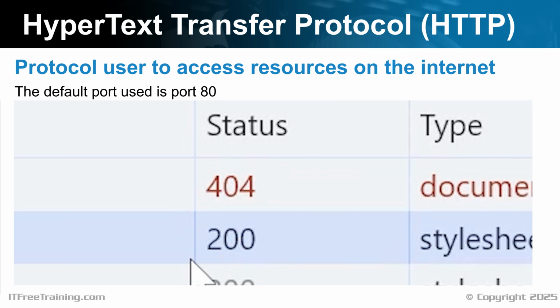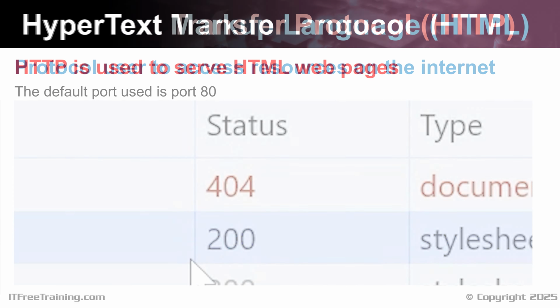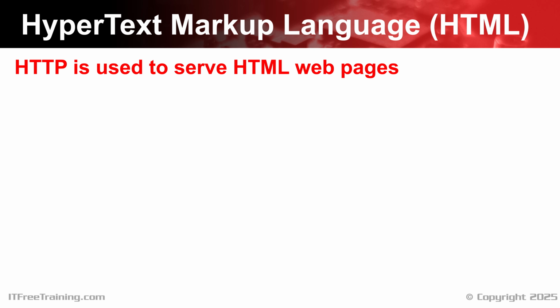For example, links to temporary web pages can expire after a set time period, leading to a 404 status code when you try to access them. But that is to be expected and technically not an error. Web pages use HyperText Markup Language, better known as HTML. HTTP is used to serve HTML web pages to the client.